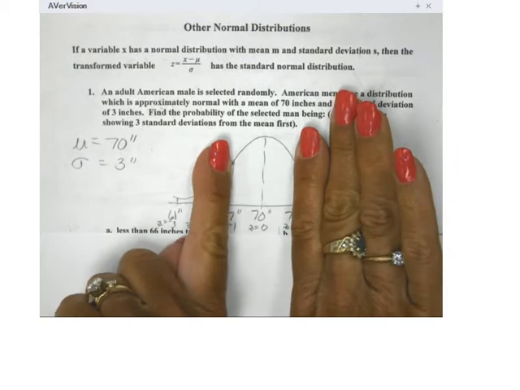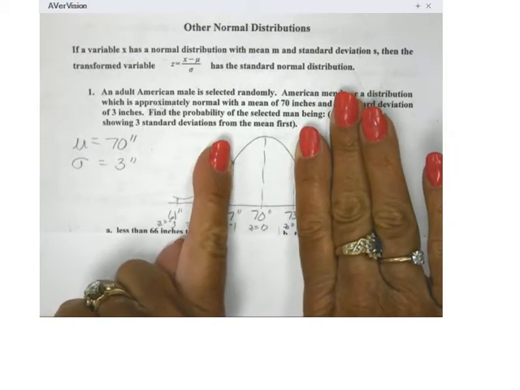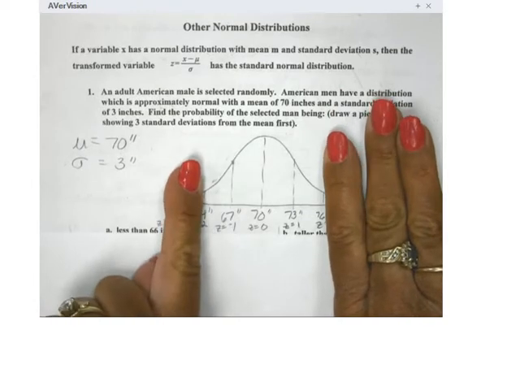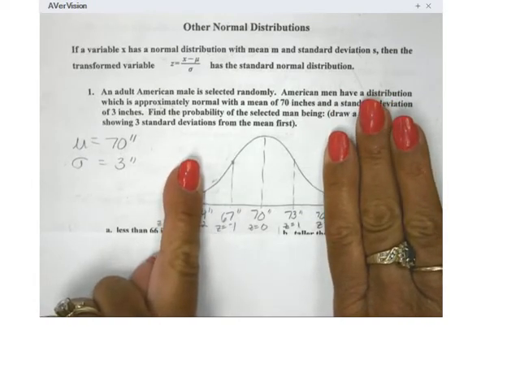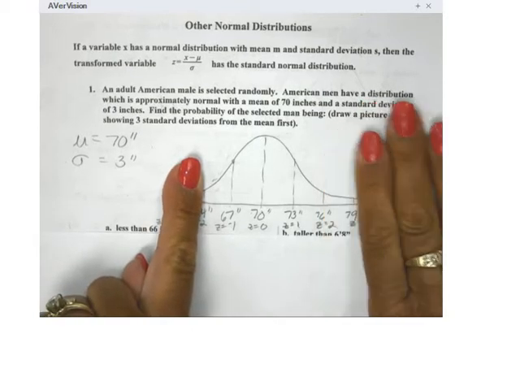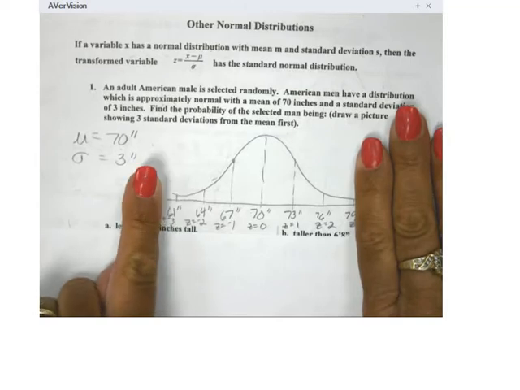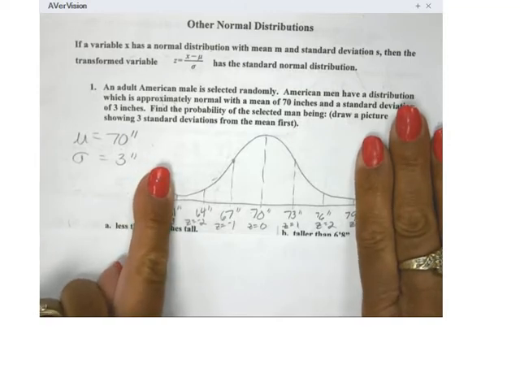68% of our data should be approximately between these two numbers. 95% of our people should be between approximately 64 and 76 inches. And 99.7% of our people would be between 61 inches, 5'1", and 79 inches, which would be 6'7".